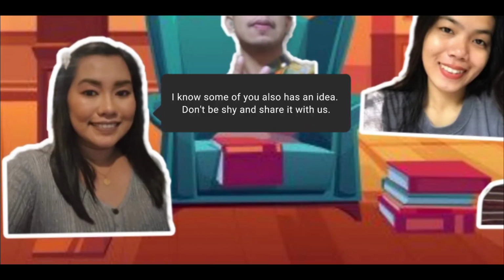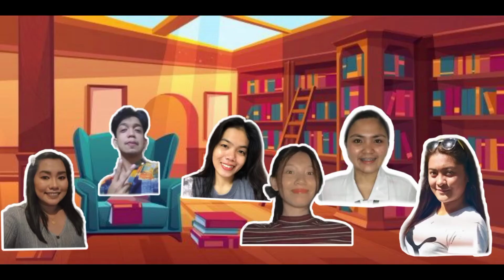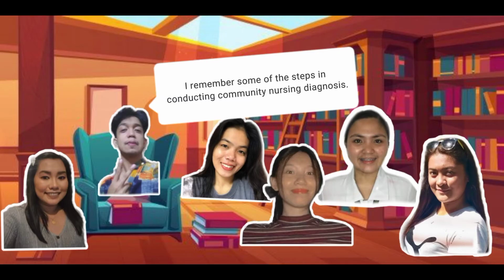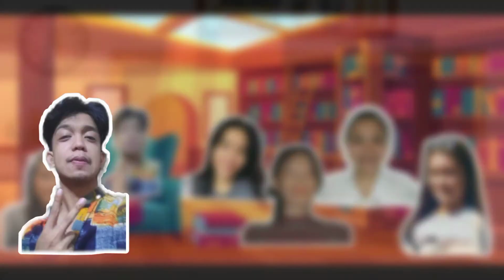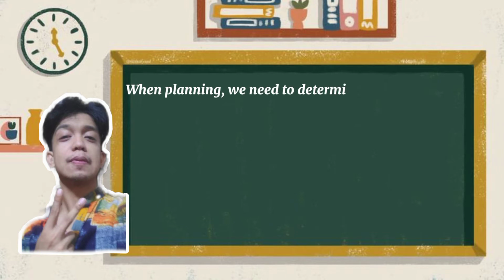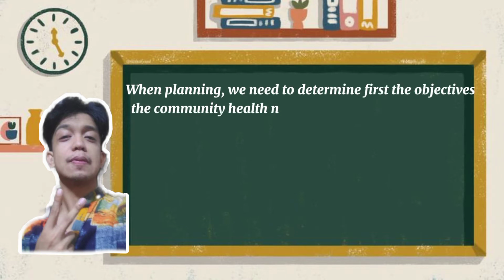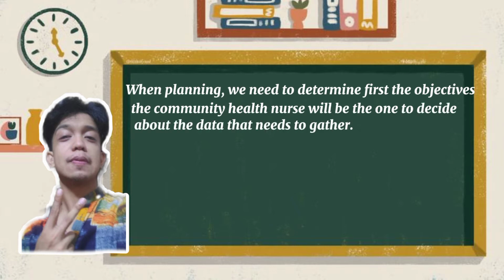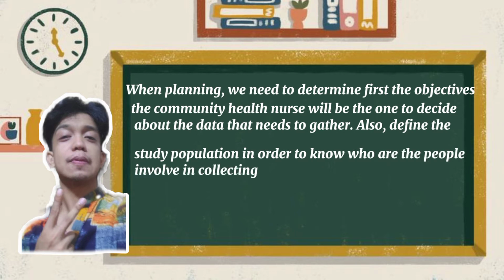I know some of you also have an idea. Don't be shy and share it with us. I remember some of the steps in conducting community nursing diagnosis. Now, let's talk about planning. When planning, we need to determine first the objectives. The community health nurse will be the one to decide about the data that needs to be gathered. Also, define the study population in order to know who are the people involved in collecting data.